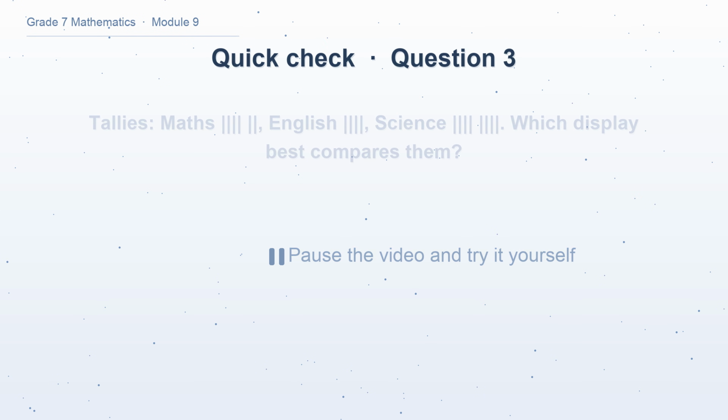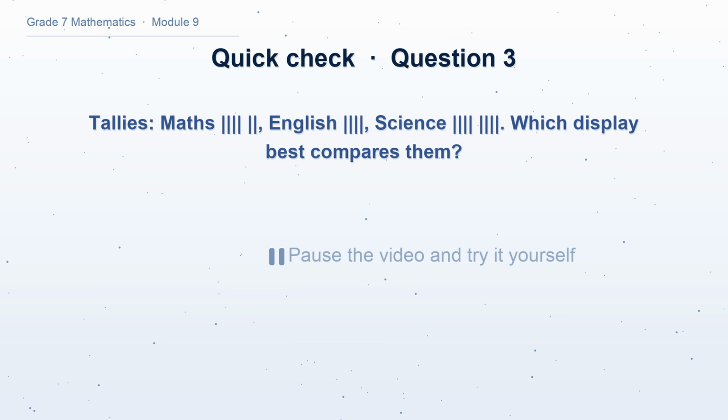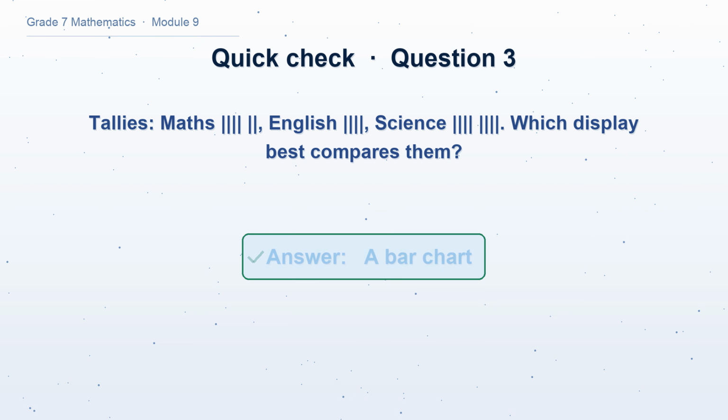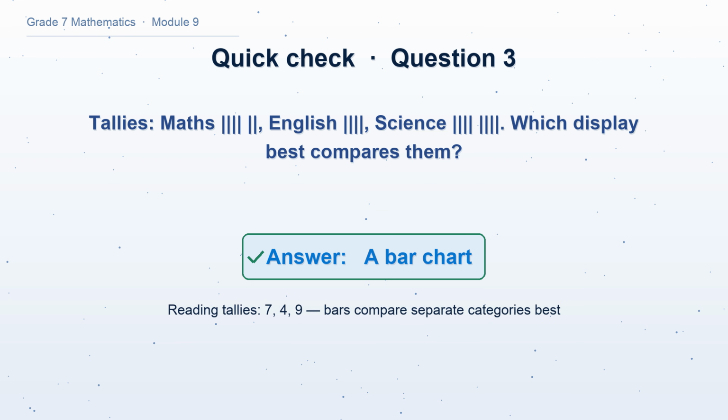Last question, and it combines what we have learned. 3 subjects were tallied. Maths has 7, English 4, and Science 9. Which display compares these subjects best? These are separate categories, and we want to compare their counts directly. A bar chart does that best, with 1 bar for each subject.